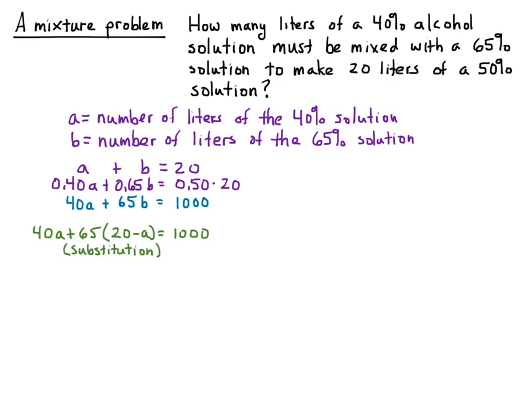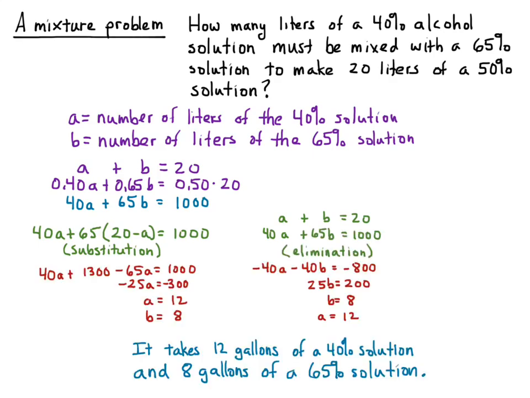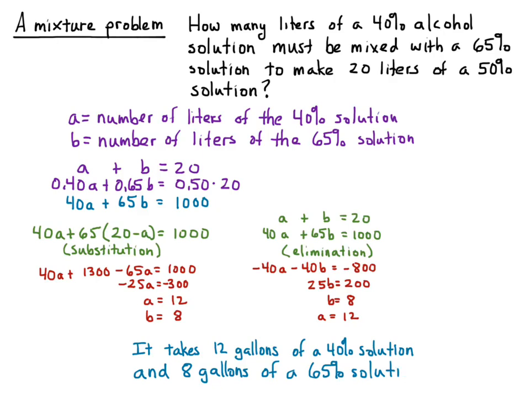Or the other thing that we can do is we can have two equations, two unknowns, and use elimination. Well, I'll just leave it at the end of the slide here. I can do it by elimination. Originally with substitution I get A equals 12, and I know A plus B equals 20, so B equals 8.